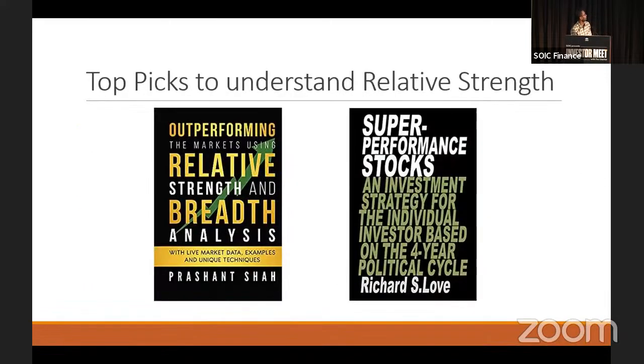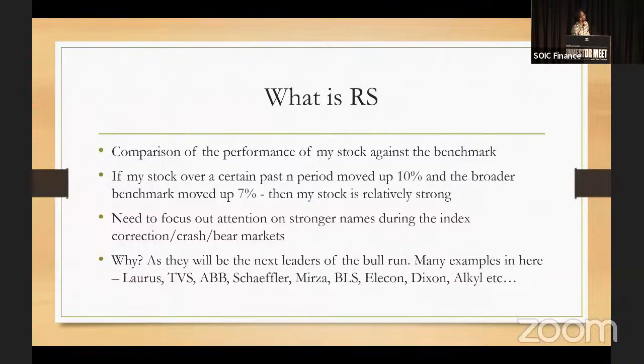Next. So these are the books you can read. Richard Love, Super Performance Stocks, and one Indian version by Sir Prashant Shah. So outperforming the market. You can read this book for relative strength. Next. So what is RS? I explained to you how, God forbid, if there is a crash, maybe 4 years later, 5 years later, you can scan for the next leaders. The stocks that will be coming back up to the high quickly will be the next leaders. Same in the American market, same in the Indian market, same everywhere. So this way you can increase your odds of picking the next leaders.